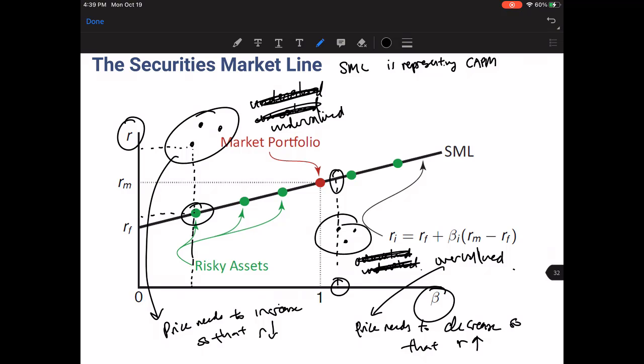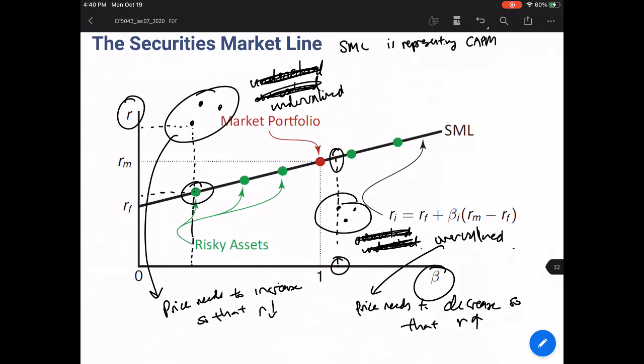So if we have returns that are above the market line, it means the price needs to increase, which means that it's undervalued. On the other hand, if you have returns below the line, that means that the price is too high and it needs to decrease so that returns increase. That's something that was confusing for me too, but once you think through the logic a little bit more, it should be quite obvious.